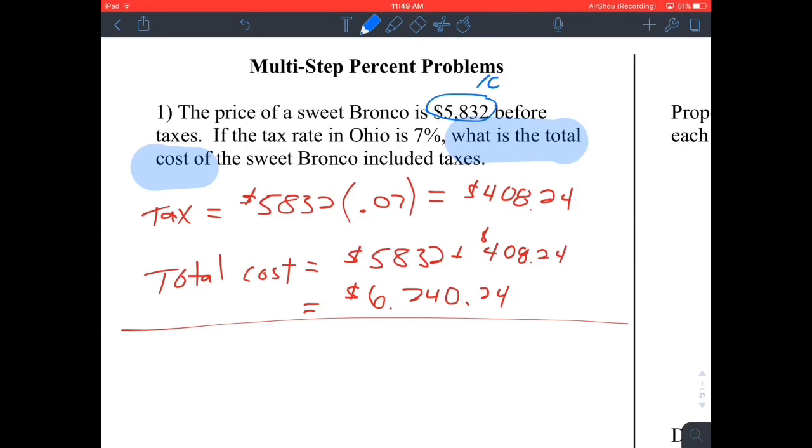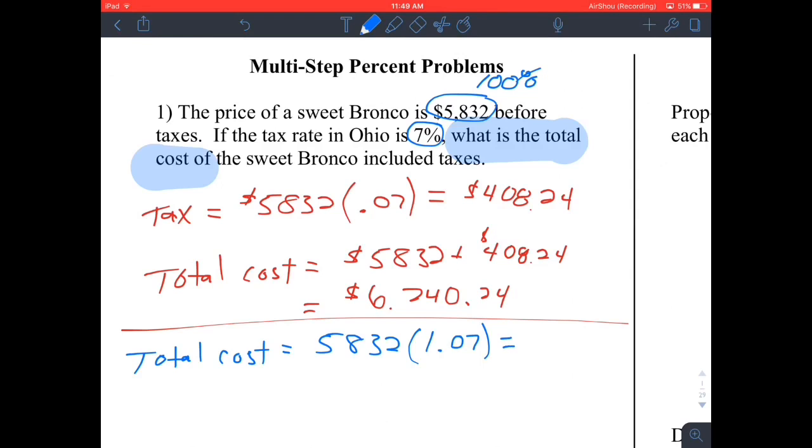There's another way to do this problem, and that's if you understand that the original price represents 100% of the cost. In addition to that, you're going to be paying another 7%. So another way to do total cost would be to take the price of the vehicle and multiply it by 107%. The 100% comes from the total cost of the vehicle, the 7% comes from the tax. If you multiply those together, you're going to get the same dollar amount of $6,240.24.